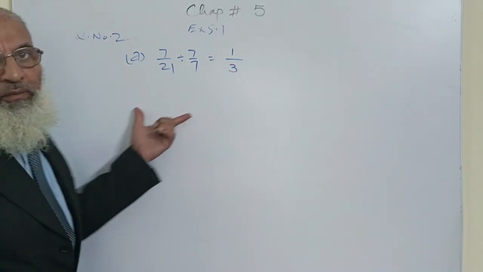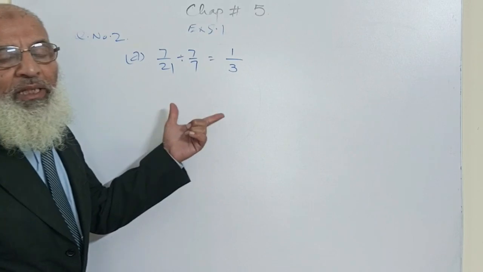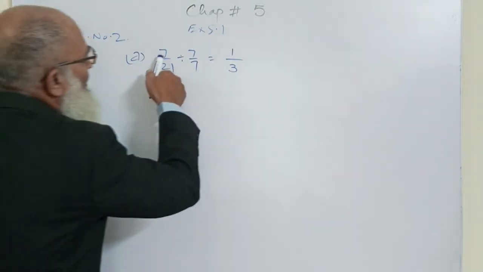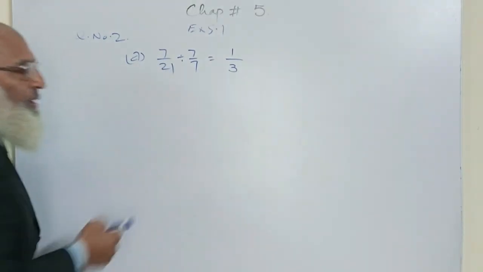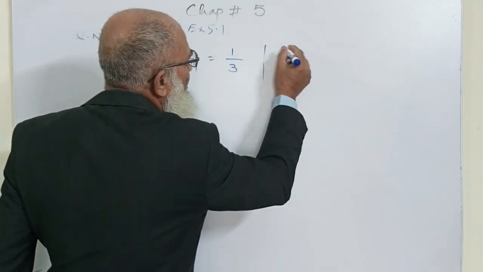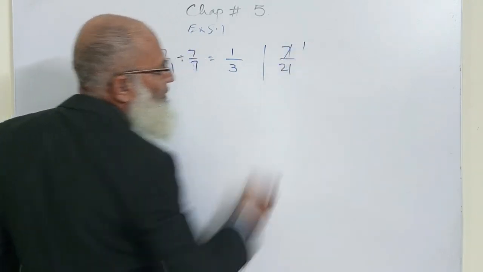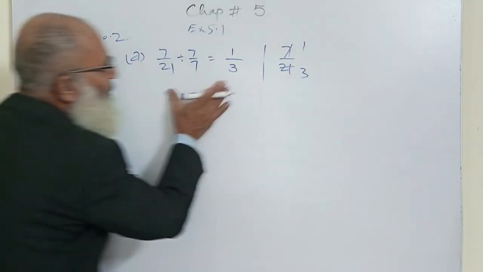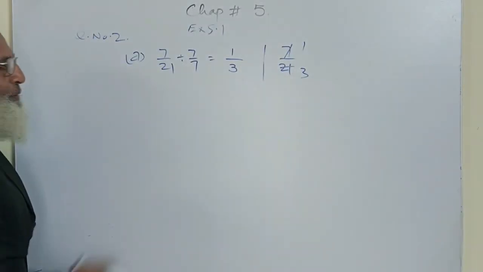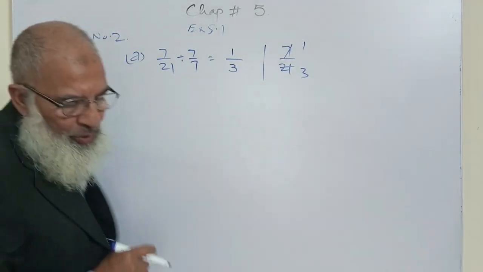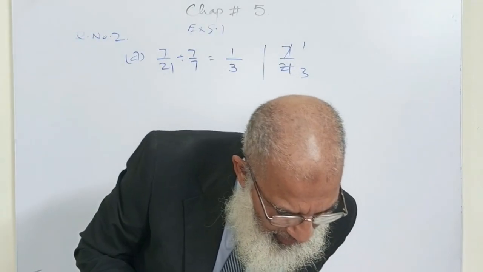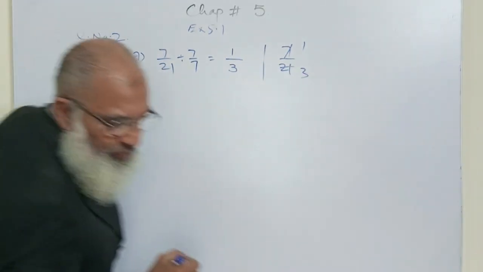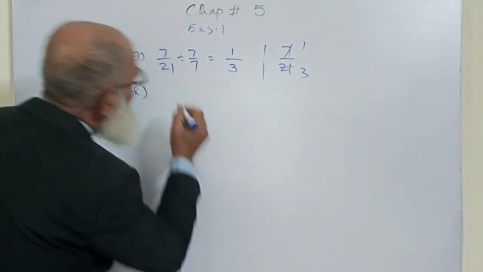It is very simple. There cannot be a simpler question than this. Just divide this by 7, this by 7. Or there is another way, we say that 7 1 times 7 and 7 3 times 21. Both the methods are valid, so you can do it as you like. B and C are the same.